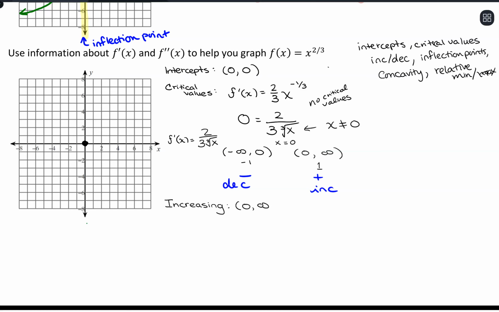So on this part of our graph, we're seeing increasing, and on the other side of our graph is decreasing from negative infinity to 0. I just want to make a note. Over here, we're decreasing.